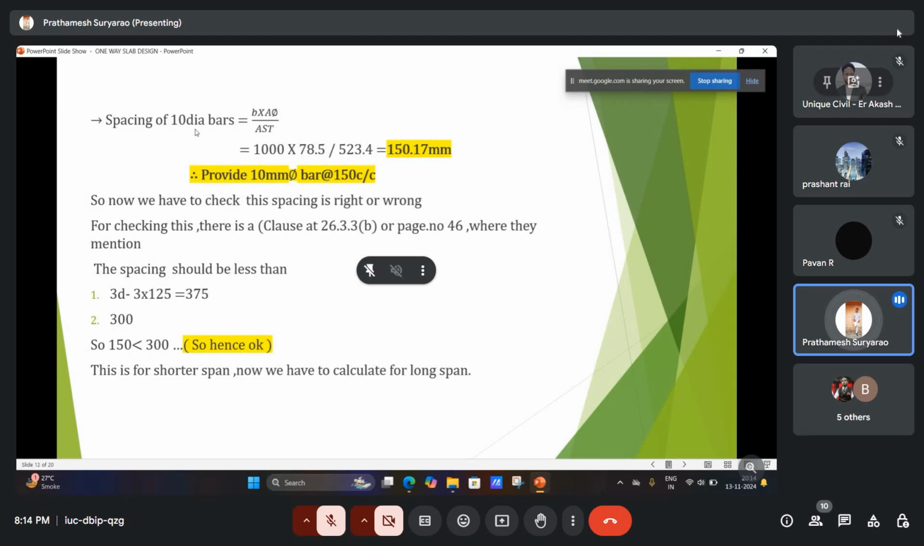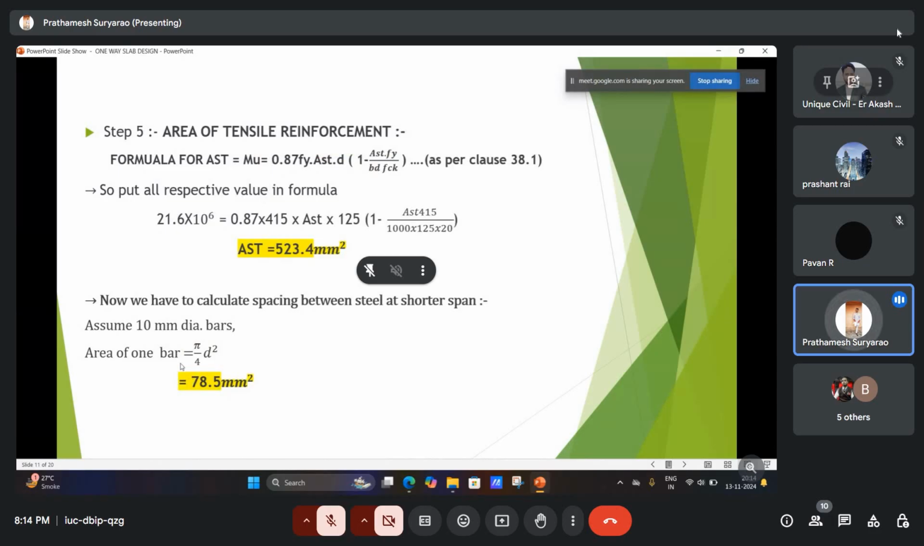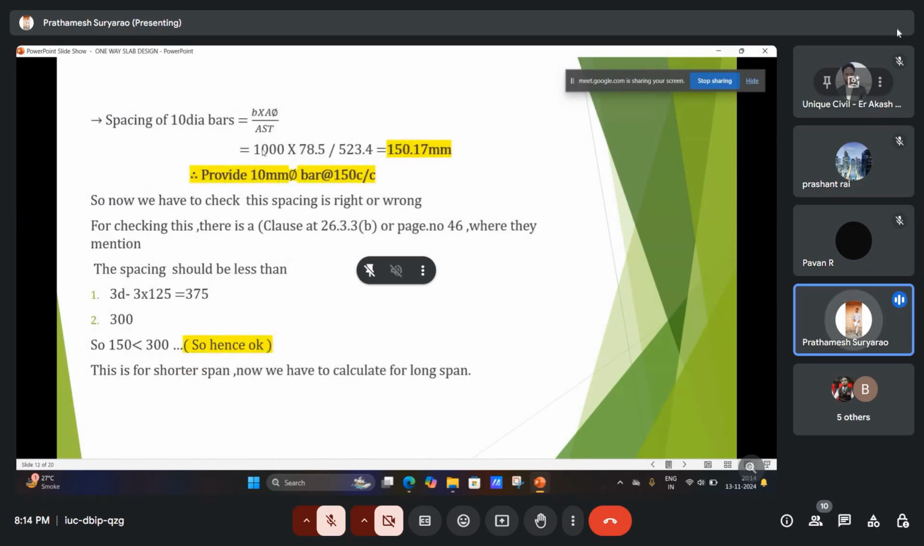After this, for the spacing of 10 dia bars, this is the value of one bar, and for all the bars there is a formula: B into area of one bar upon Ast. After putting these values, we get 150.17 mm. So provide 10 mm dia bars at 150 mm center to center distance. From this we get the reinforcement for the shorter span.